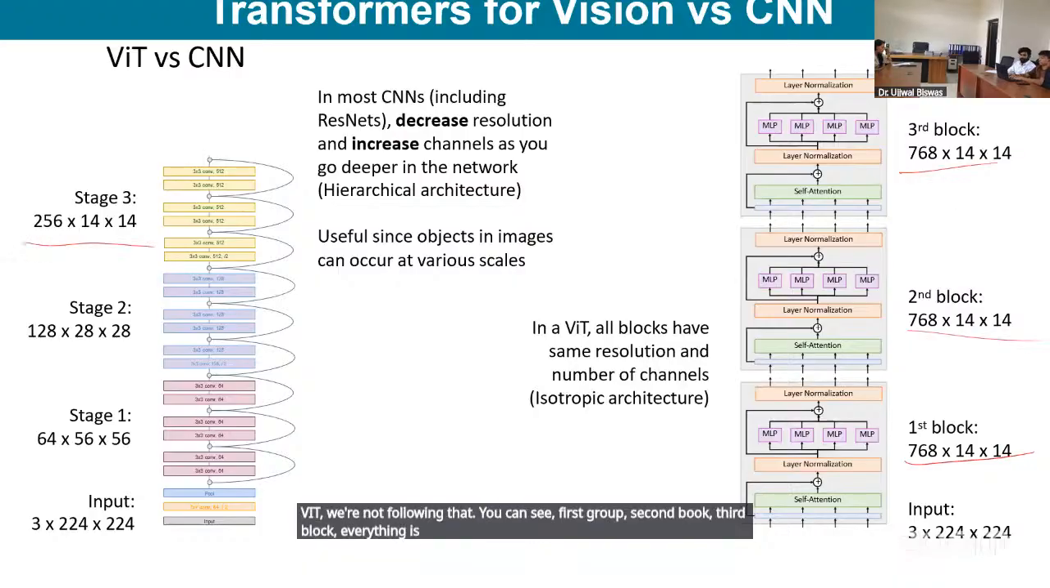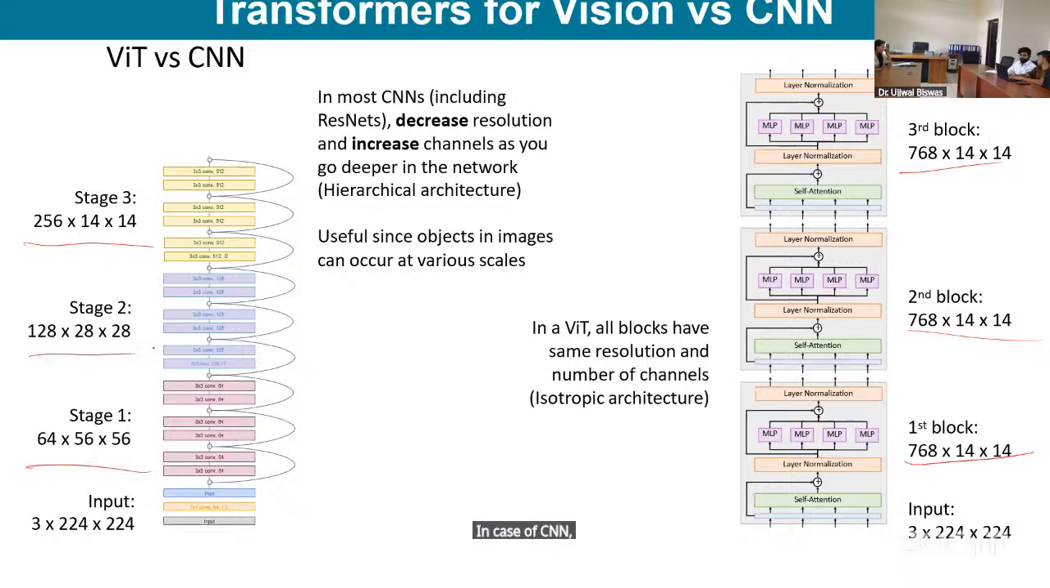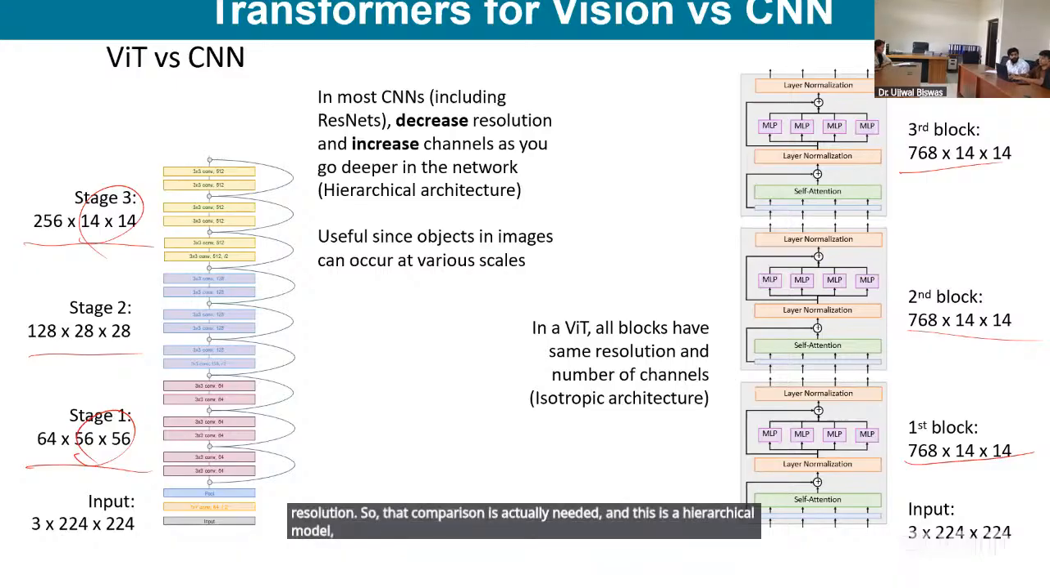In case of CNN, your stages are going to change. Initially you start at 56 by 56, and finally you end with 14 by 14 resolution. That compression is actually needed, and this is the hierarchical model which CNN uses, and it is quite useful as we mentioned earlier. And in case of ViT, that is not the case.